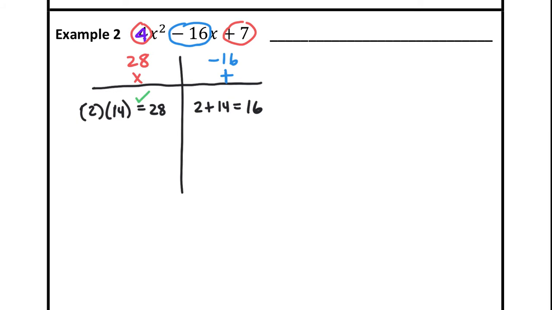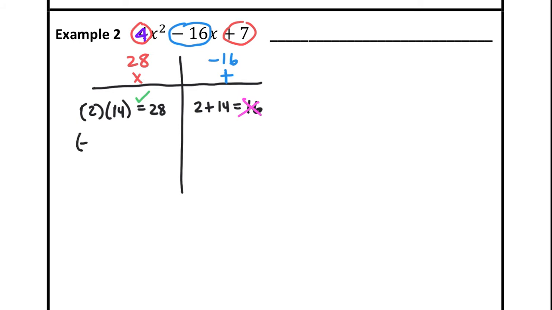I get 28. But do I want to get positive 16 or negative 16? I want to get negative 16. So that doesn't work for the addition part. How can I change that positive 16 to negative? Well, I know that the 2 and the 14 need to add, but they need to add negatively.